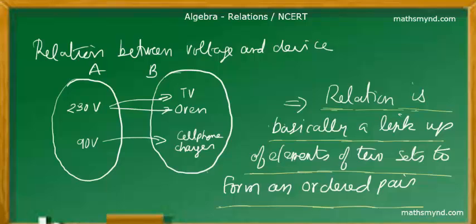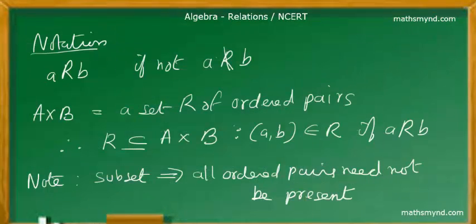So it brings up the important point of what exactly a relation means. Basically, it means a link-up of elements of two sets to form an ordered pair. Now that's a very simple and rough explanation. We'll be going into the specifics shortly. So that's the meaning of a relation. And how do you put it? We already have seen it.